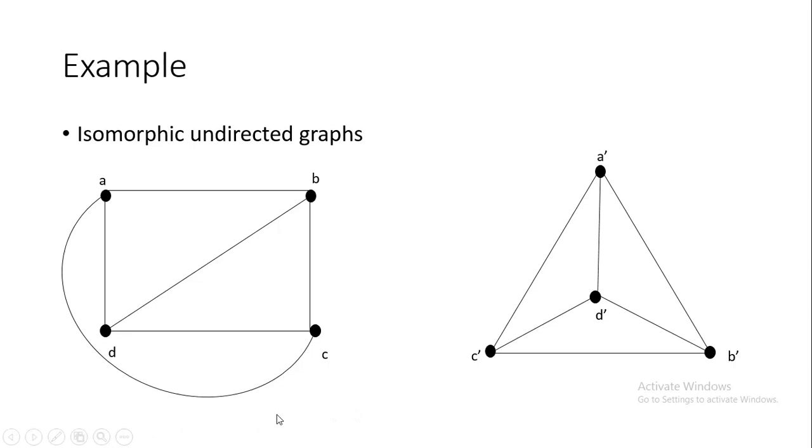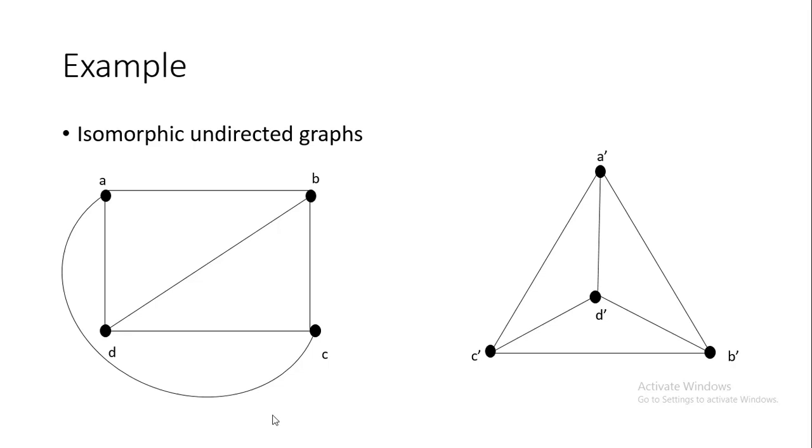So in isomorphic graphs there are two types: undirected isomorphic graphs and directed isomorphic graphs. By the name itself you can understand what isomorphic undirected graphs are. Isomorphic graphs that do not contain any directed edges are called isomorphic undirected graphs.